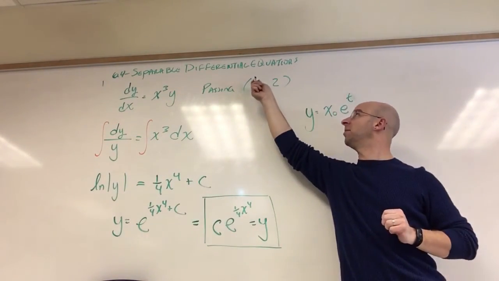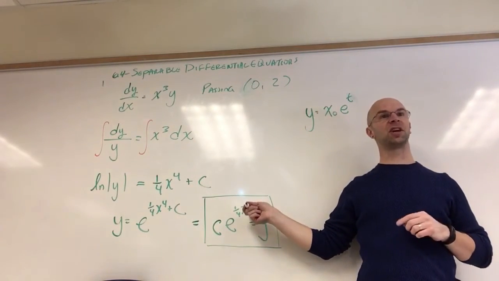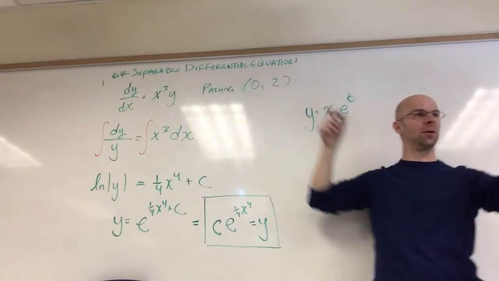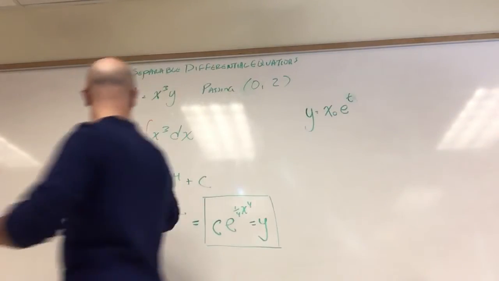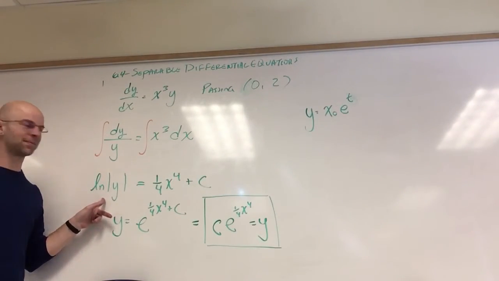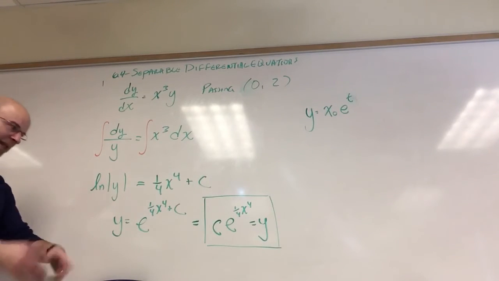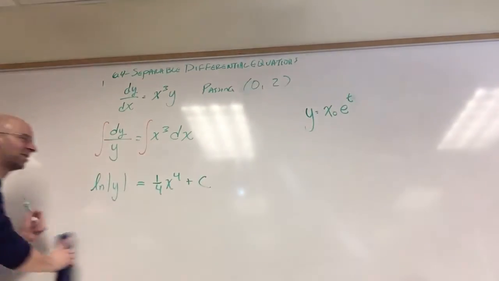I'm going to bring it down because now when x is 0, it's going to be e to the 0, that's just going to be 1. And so my c is going to be the 2. I solved for c at the ln of y equals 1/4 x to the 4th plus c stage, and it was easier to see. I don't know if people want to do that instead. Let's do that instead. Pause on that. Let's come back.